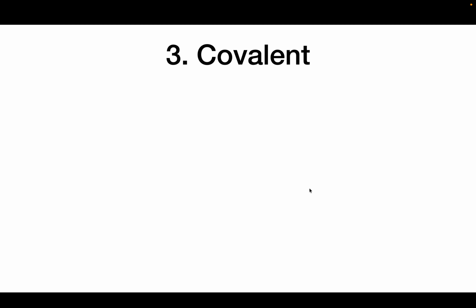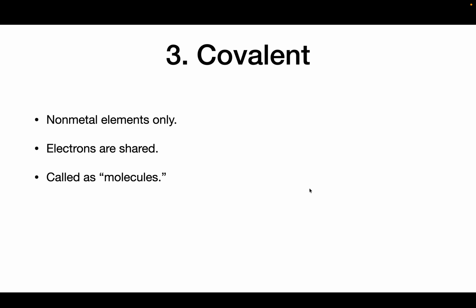Last but not least is the covalent bond. Only non-metal elements can be involved in a covalent bond. The electrons are shared with each other in covalent bonds. Non-metals share electrons in order to fill their valence shell. The covalent compounds are called molecules. The covalent bond does not have a network structure, unlike metallic and ionic. Some of the examples are water, dihydrogen oxide, carbon monoxide, carbon dioxide, and dihydrogen.